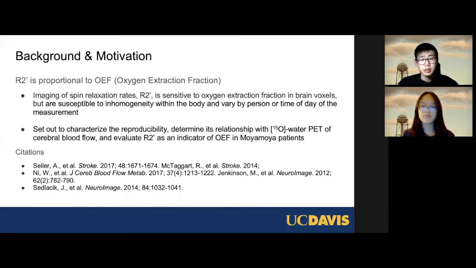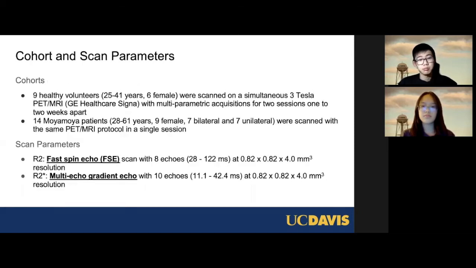Imaging of spin relaxation rates R2' is sensitive to oxygen extraction fraction in brain voxels, but they are susceptible to inhomogeneity within the body and vary by person or time of day of the measurement. Therefore, we set out to characterize the reproducibility, determine its relationship with oxygen-15 water PET cerebral blood flow, and evaluate R2' as an indicator of oxygen extraction fraction in Moyamoya patients.